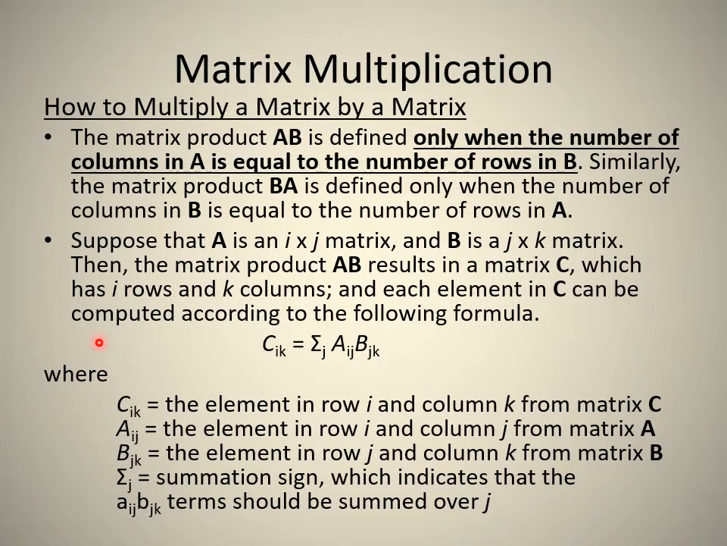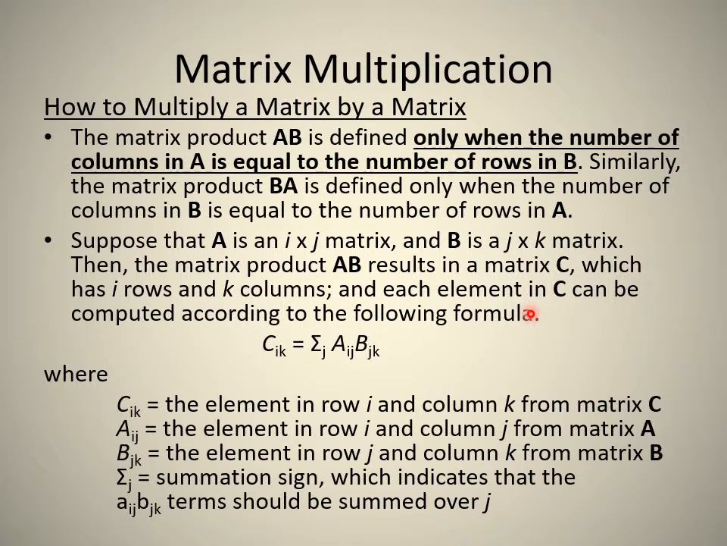Okay, so suppose we have a matrix A. It's an I by J matrix, that is the number of rows and the number of columns. And B is a matrix of the size J by K. Then the matrix product of A and B results in a new matrix C, which has I rows, that's the number of rows in matrix A, and K columns, that's the number of columns of matrix B.